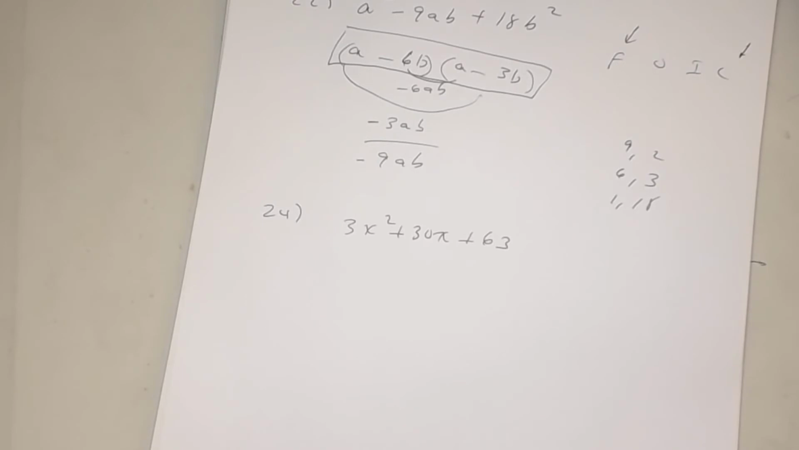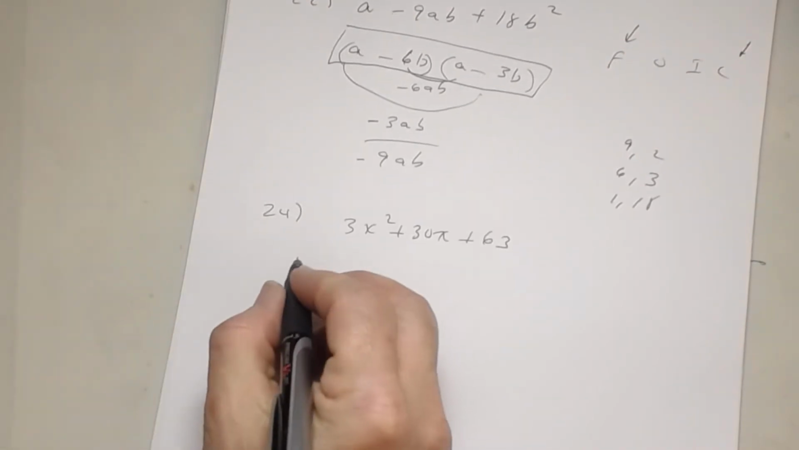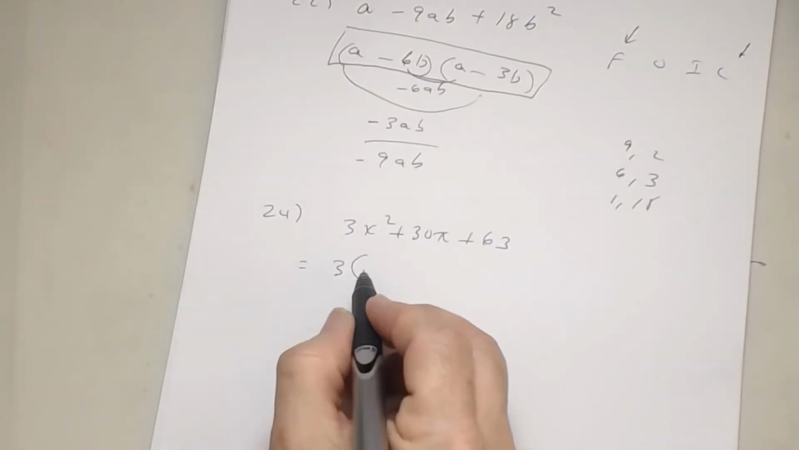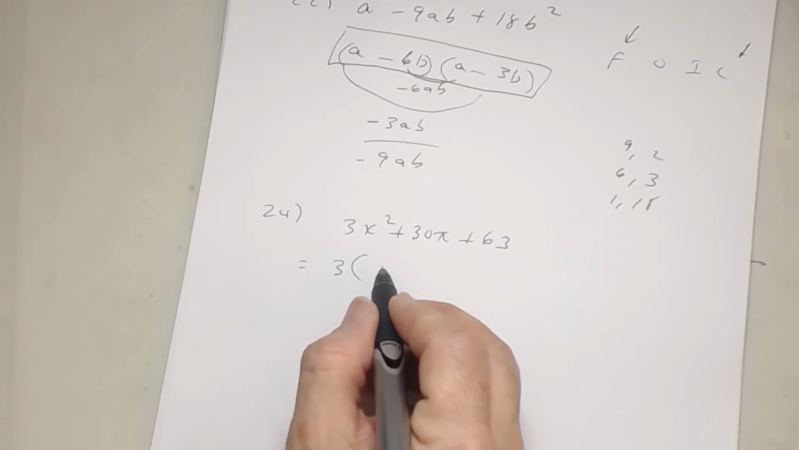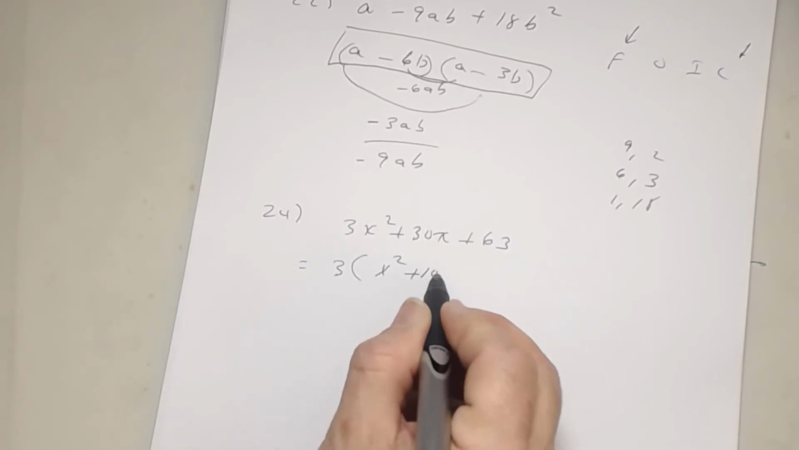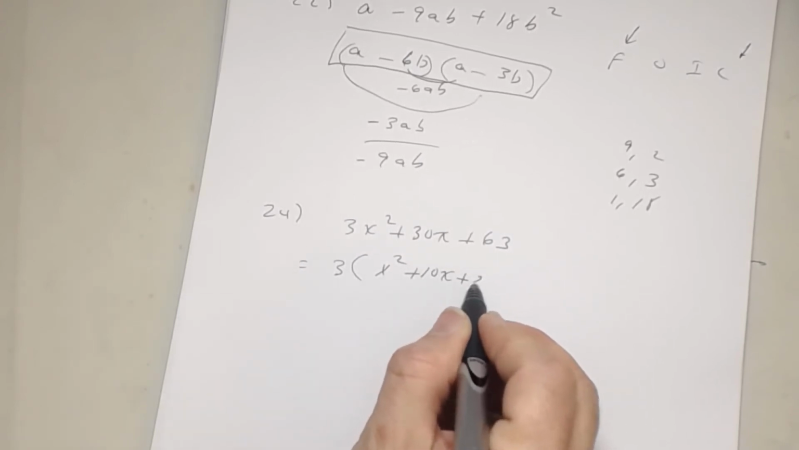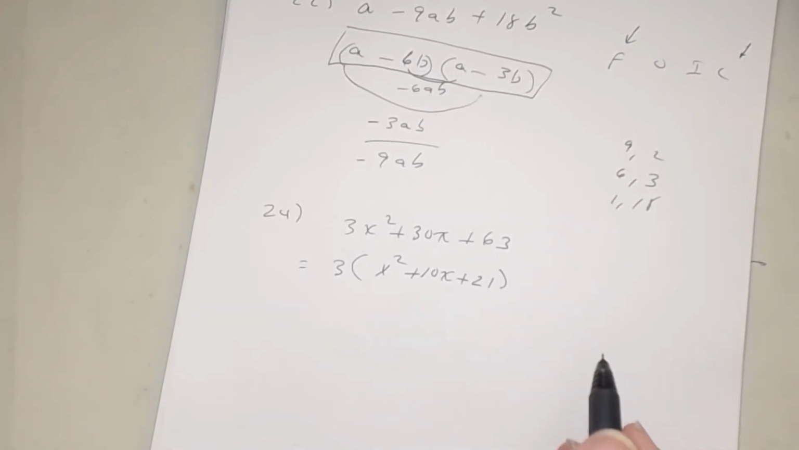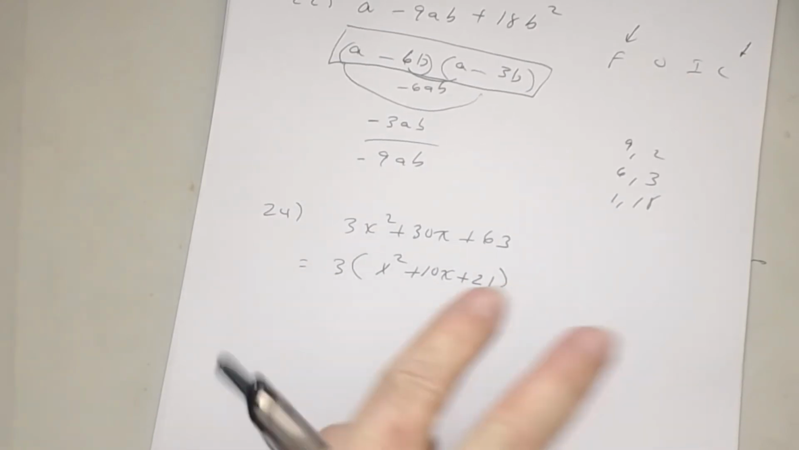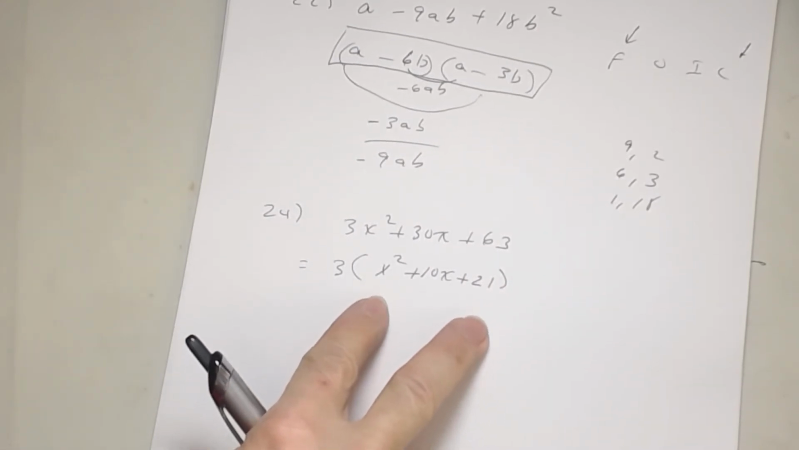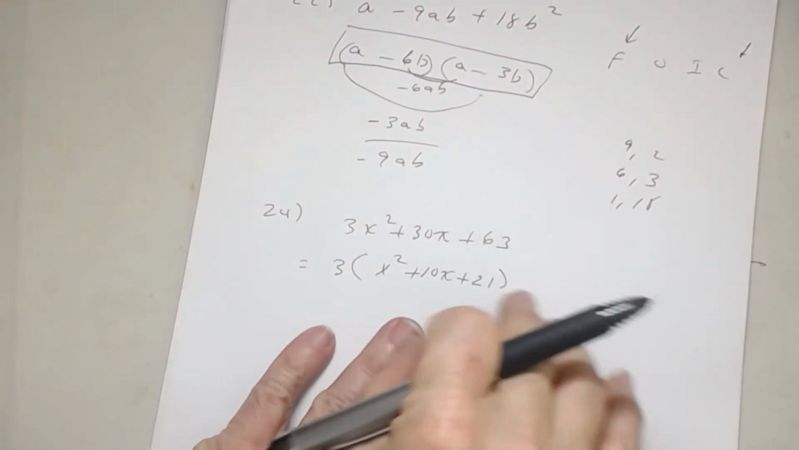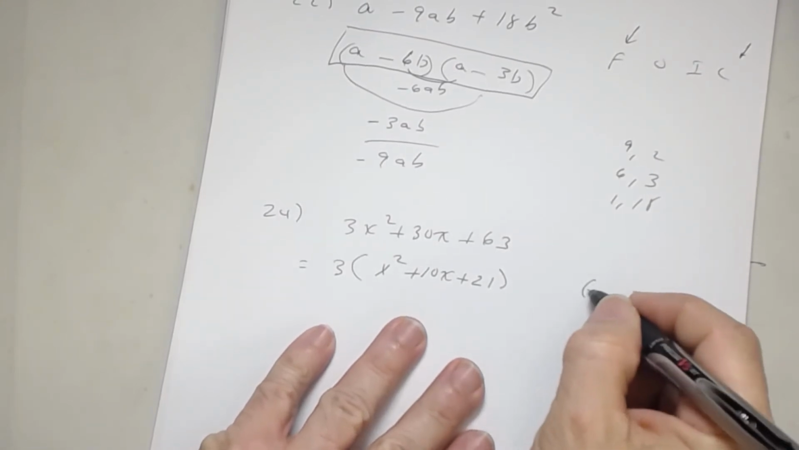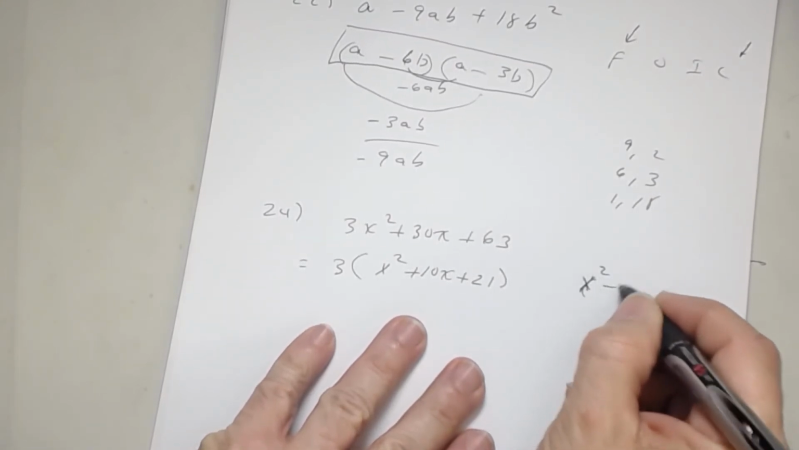What's the first thing you're going to do? GCF. What is the GCF? 3. So you're going to rewrite this as 3 times, and what's going to be in parentheses? x squared plus 10x plus 21, is that right? Okay. Now, you're not done, because now you have to look at that parentheses, which is this quadratic trinomial, and see if you can factor it. So I'm going to go off to the side and see if you can factor this.